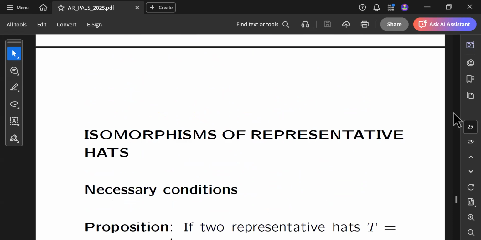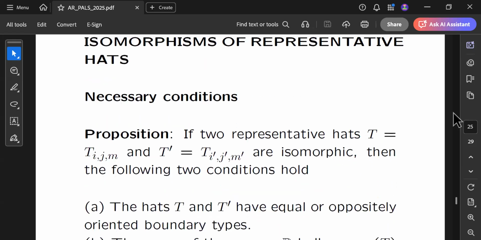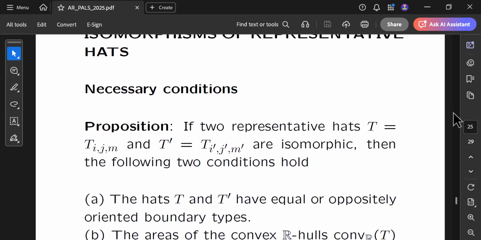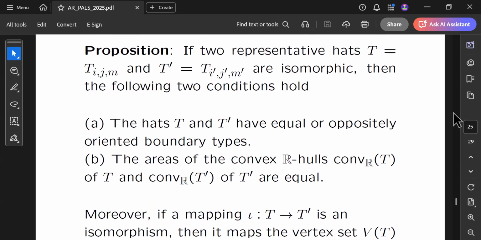So the last question concerns isomorphism of representative hats, which is independent from the choice of the pointed vertex. Here we have the following necessary condition. If two representative hats T, I, J, M and T prime, I prime, J prime, M prime are isomorphic, then the following two conditions hold. The hats T and T prime have equal or oppositely oriented boundary types, and the areas of the convex hulls of T and T prime in real space are equal.